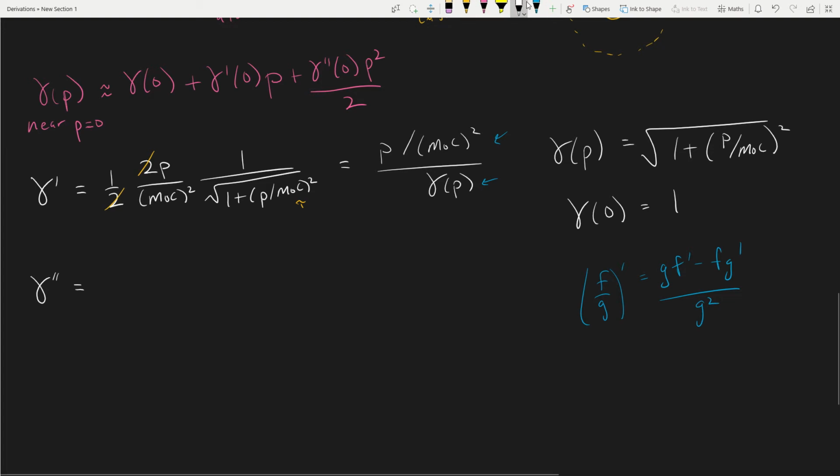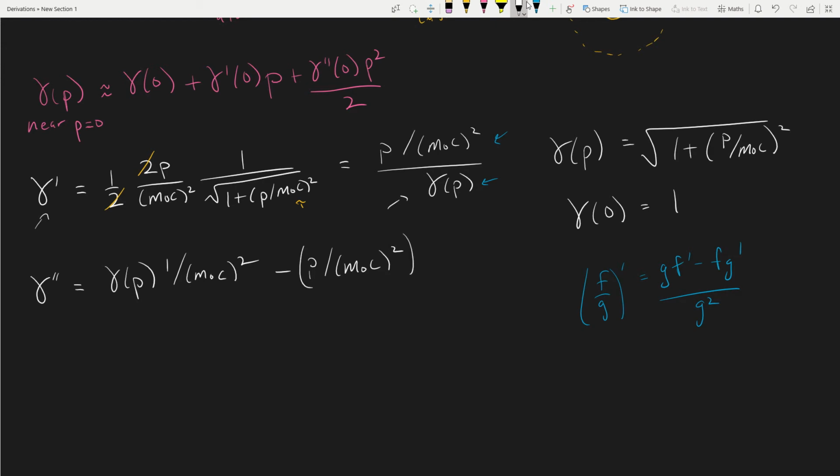So g, well, g is just gamma p. F prime is pretty easy because it's just a function of p, so it's 1 over m naught c squared, minus f is p over m naught c all squared, times g prime. Well, what's g prime? G prime, we just calculated it. It's right here. That factor on top gets squared, and then you divide by gamma p.